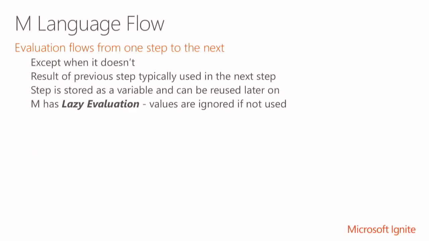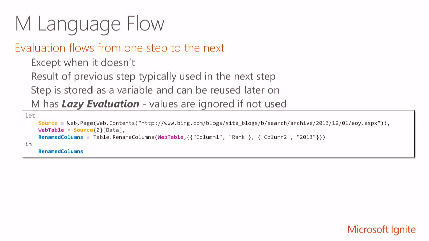Let's talk a bit about the language flow, and then I want to go back into query folding for a bit. The key thing to know about the M language flow is that it flows from one step to the next, except for when it doesn't. But this is the way the UI generates it, right?